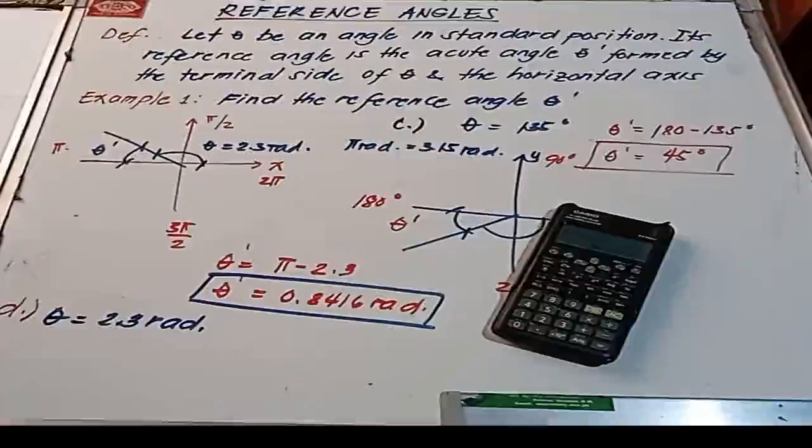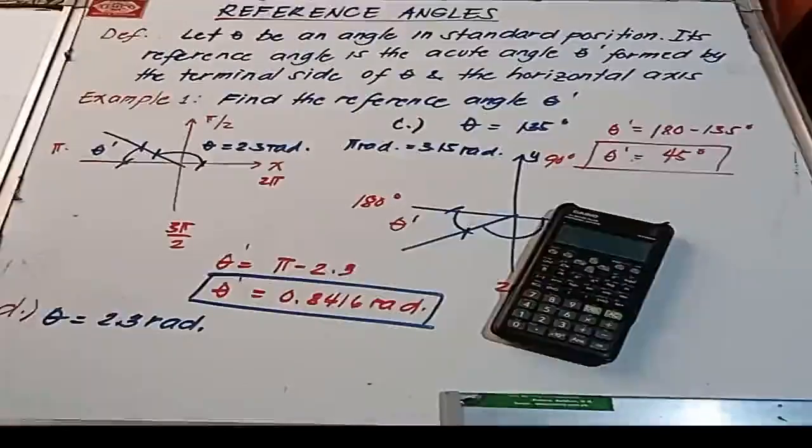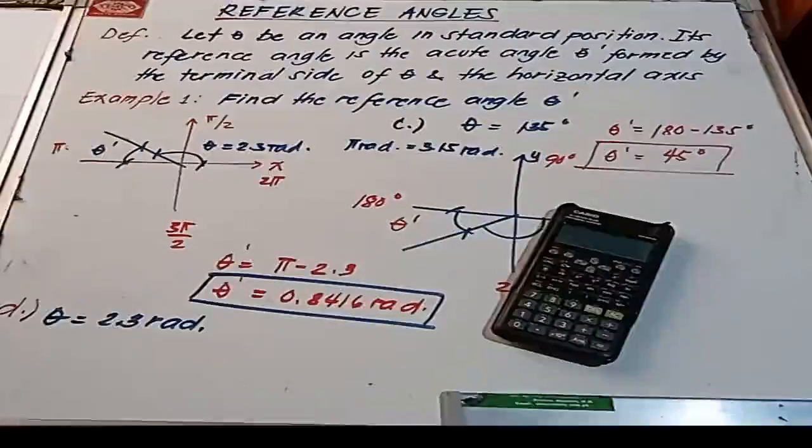Okay? Sige, nasagot natin. So that is how to determine the reference angle theta prime given an angle in standard position. I'm going to give you example number 2 wherein you're going to evaluate trigonometric functions using the reference angle and also the sign of the 6 trigonometric functions from the different quadrants, first, second, third, and fourth. And also, kailangan may copy kayo ng table of values of the special angles: 30, 45, 60, 0, 90, 270, 180, and 360 degrees.